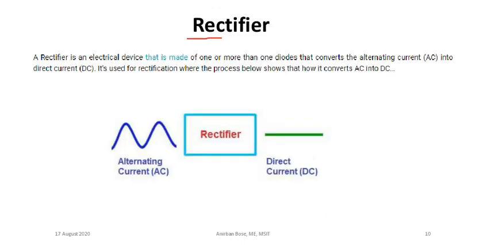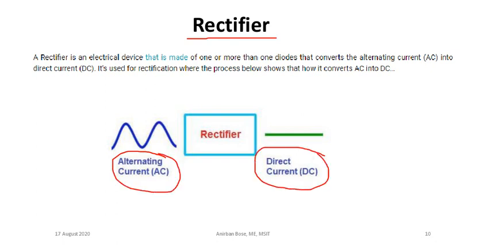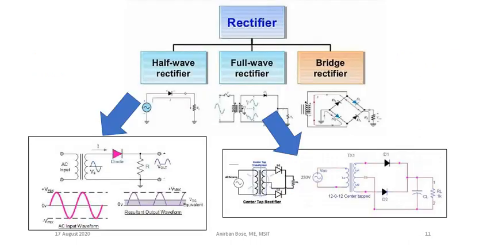Now coming to the rectifier. Remember, what is a rectifier? A rectifier is a device by which we can convert alternating current into direct current. This is the simple definition. Now what are the different types of rectifier? They can be half wave rectifiers or full wave rectifiers.